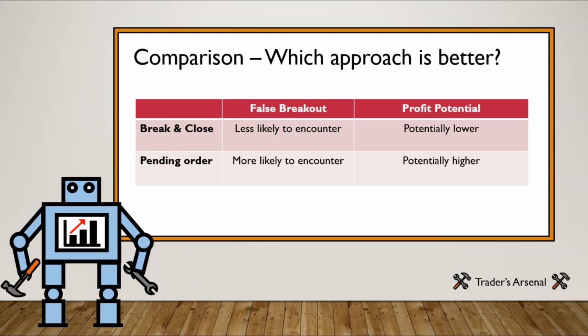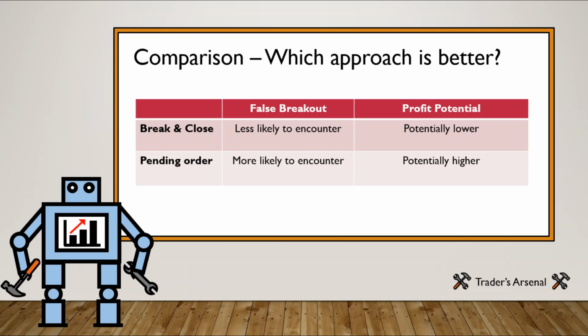Next, let's compare the profit potential for both methods. Let's say you are trading an ascending triangle and assuming the breakout candle is an extremely large bullish candle. If you only enter the market after the close of the breakout candle, you would have missed out on a huge chunk of the move. But if you were to use the pending order method, this would not be a problem. As you can see, there are pros and cons between the two methods.